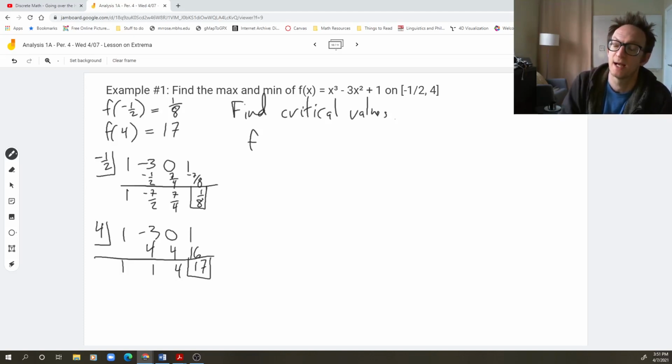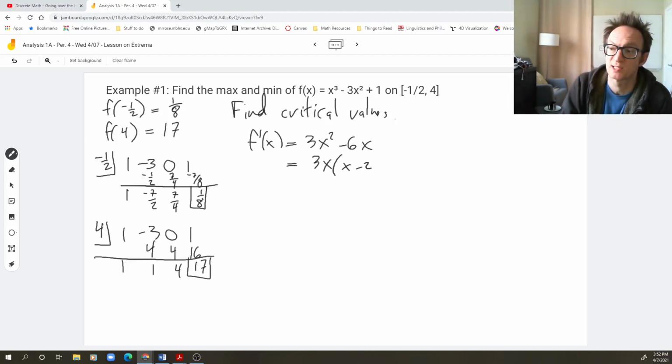So I take the derivative of this function, which is easy to do. I get 3x squared minus 6x. That's it. When is this derivative equal to 0? I can factor this as 3x(x minus 2), and setting this derivative equal to 0, we have that when x is 0 or when x is 2, these are the critical values.